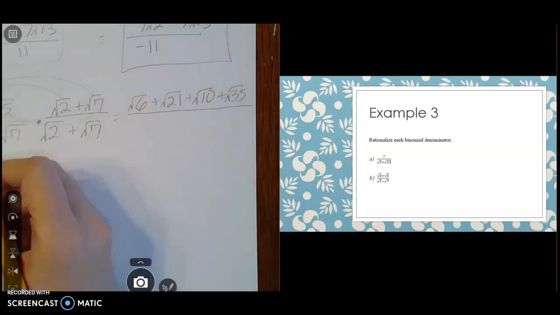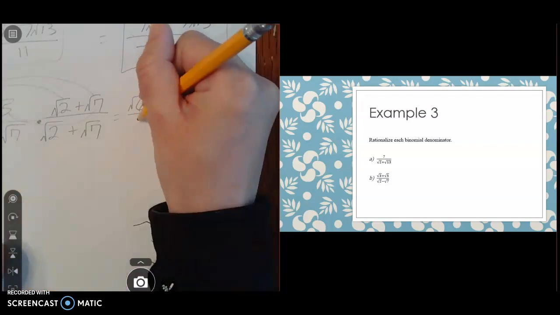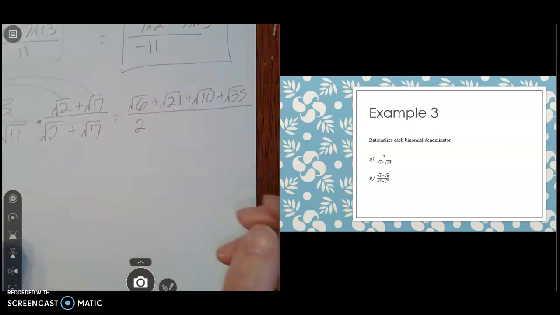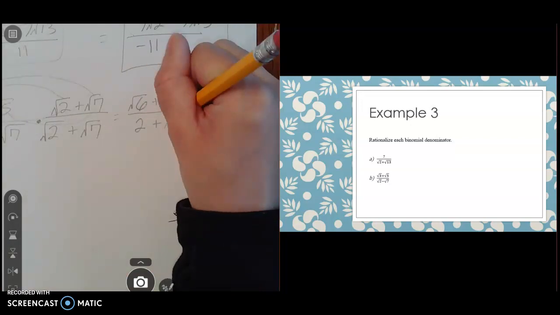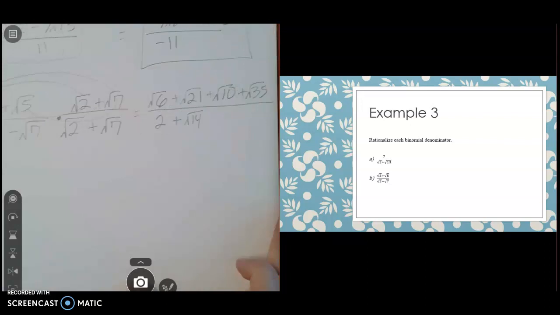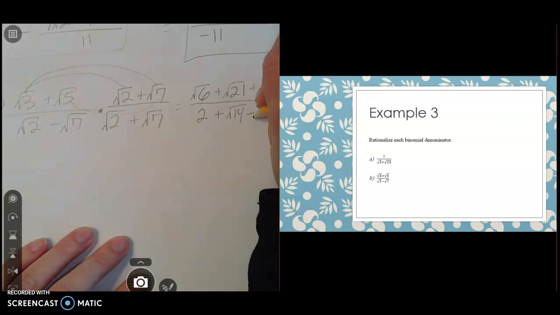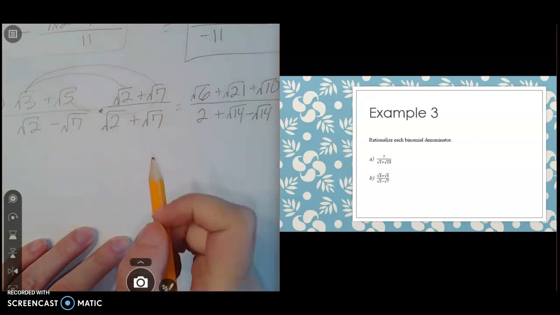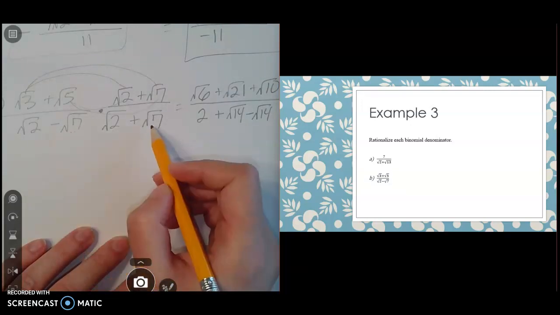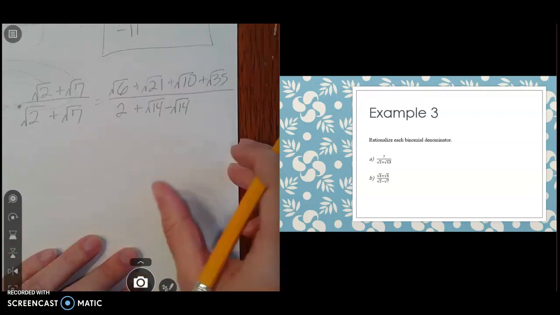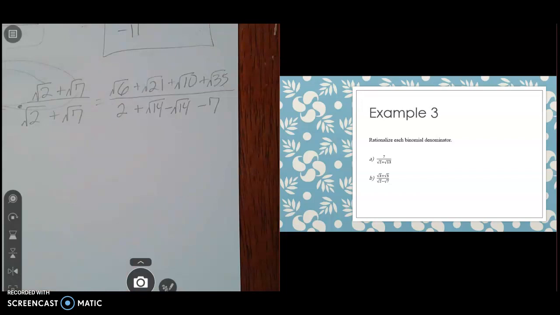In the denominator, we've got square root of 2 times the square root of 2, which would be the square root of 4, which is 2. We're going to have square root of 2 times the square root of 7, which would be the positive square root of 14. We're going to have the negative square root of 7 times positive square root of 2, which will give you a negative square root of 14. And we'll have a negative square root of 7 times a positive square root of 7, which will give you a negative square root of 49, which gives you a negative 7. Whew! So there's all of our multiplication.